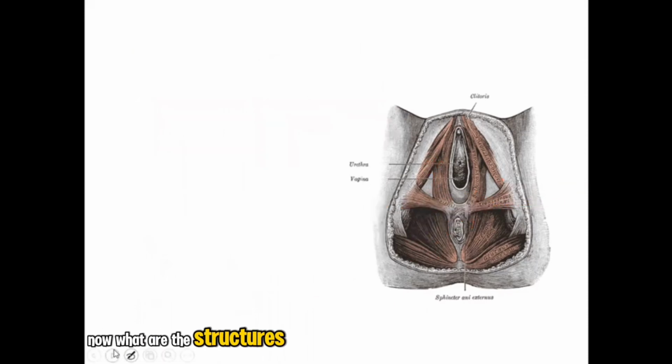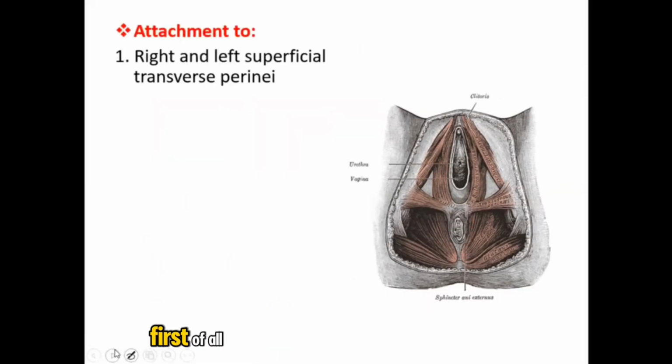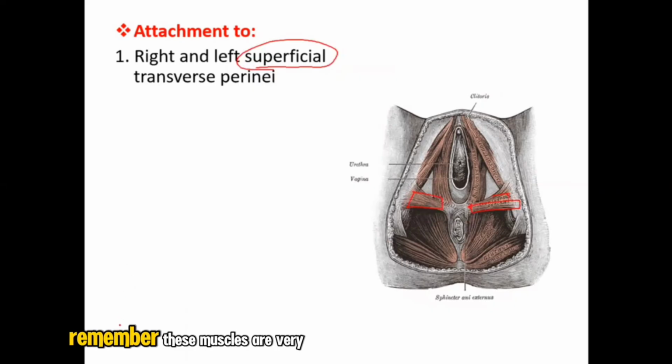Now, what are the structures present over here? First of all, right and left superficial transverse perineal. The muscle which is transverse in nature and present in the perineum is named as transverse perineal. And this is the superficial one. Remember, these muscles are very small muscles.